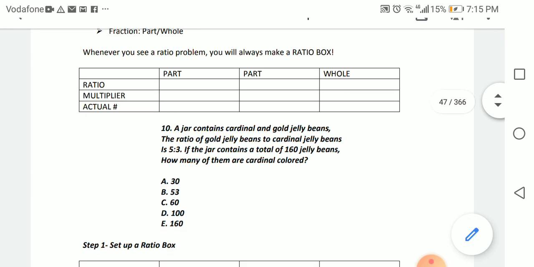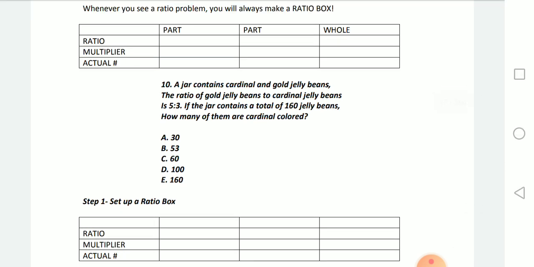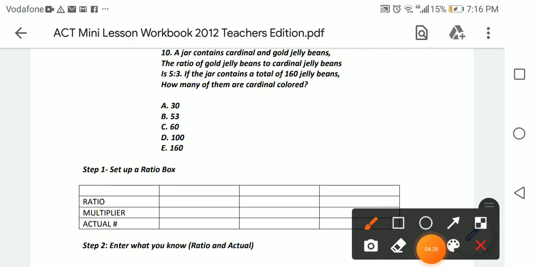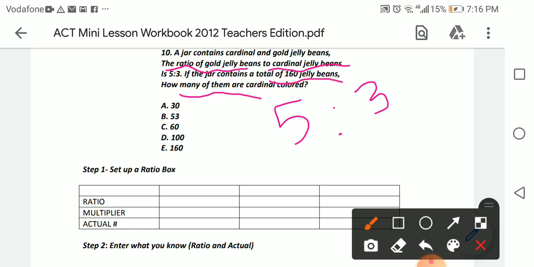Let's see the example here. It's very easy. A jar contains cardinal and gold jelly beans. The ratio of gold jelly beans to cardinal jelly beans is 5 to 3. If the jar contains a total of 160 jelly beans, how many of them are cardinal colored? Let's see together.